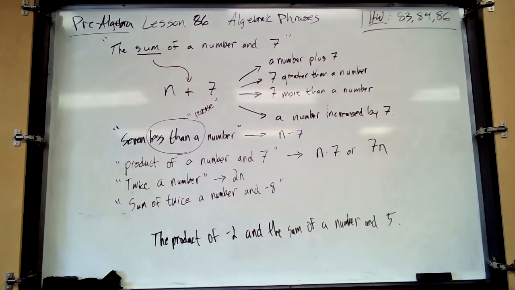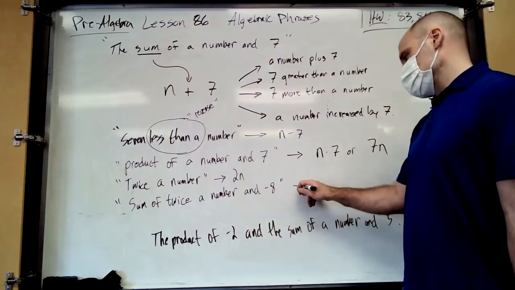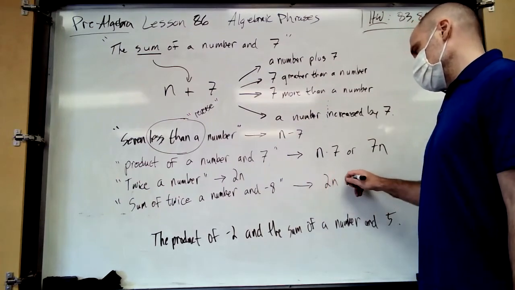The sum of twice a number and -8? He's gonna do it for 1,000 subs. Something, n times 2 plus 8. Plus times negative 8.